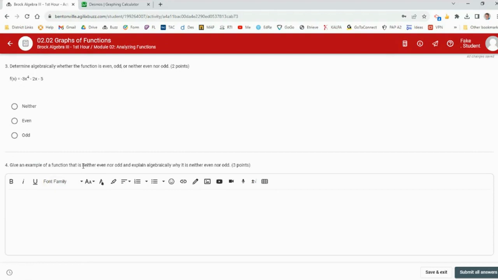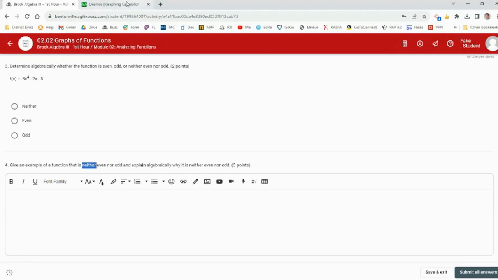Or you might have this one because it'll choose randomly which question you get. So you may not have this question. But the question that I was given here, my fake student, give an example of a function that's neither even nor odd and explain algebraically why it's not. Algebraically, that means substitute negative x into it and show that it's either the same equation, not the same equation, or opposite equation. I have to have one that's neither.